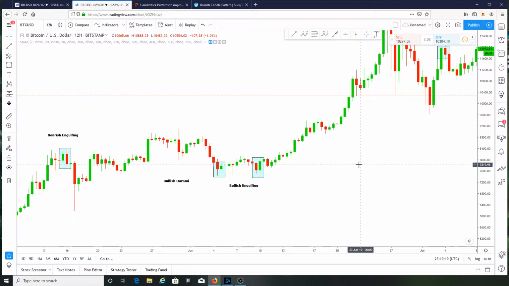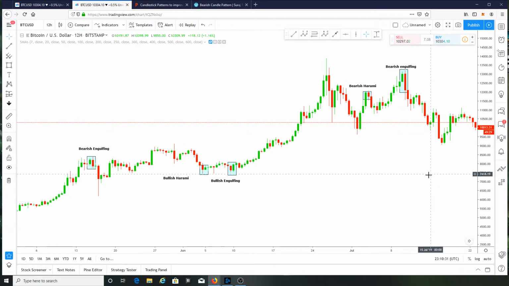So this basically just means that the buyers are outpacing the sellers, and it's reflected in the chart by a long green body engulfing a smaller red one. So with bulls having established a little bit of control, the tendency is that the price could go higher.